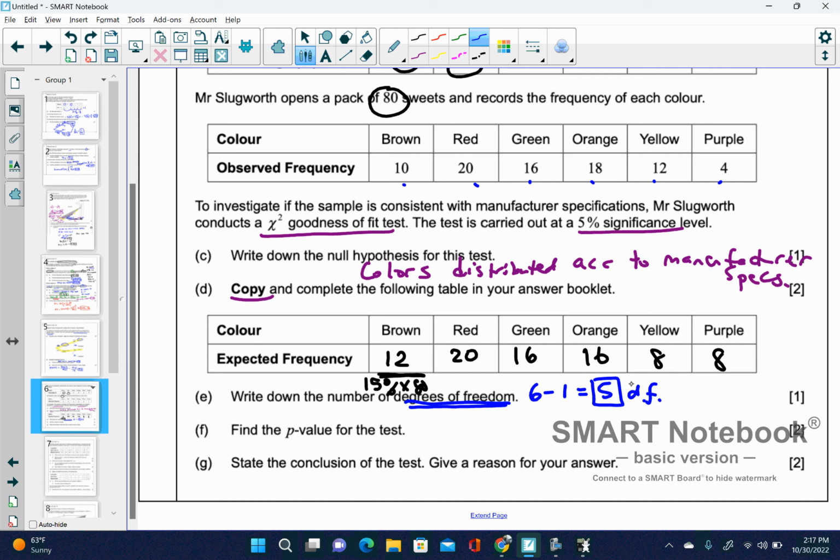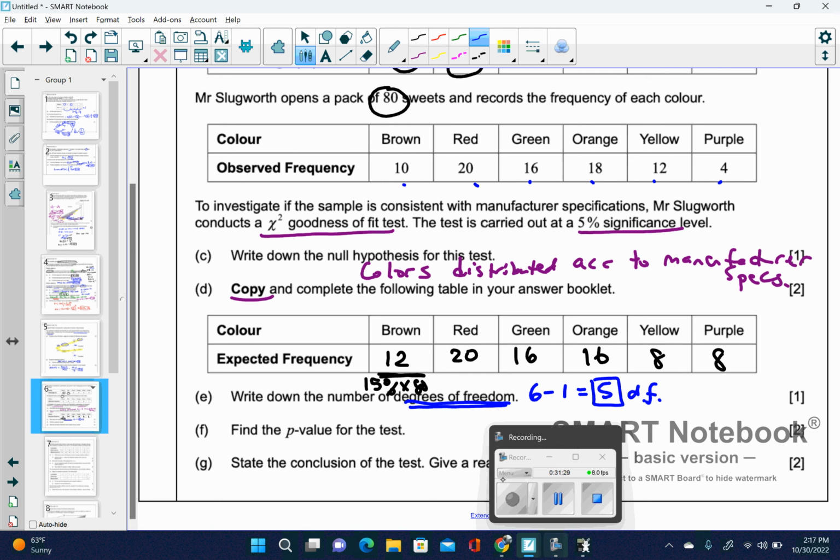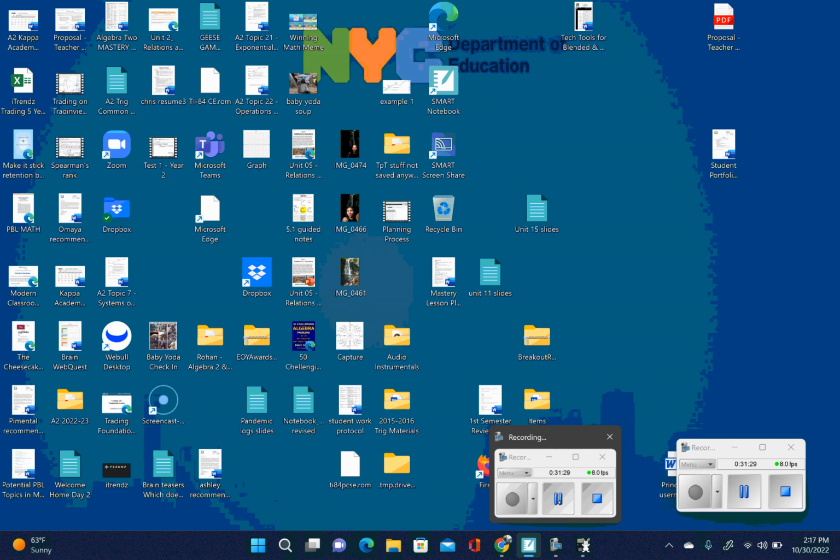Now it says find the p-value for this test. Okay, so I'm going to go ahead and pause the video real quick so I can show you how to plug this into the calculator.